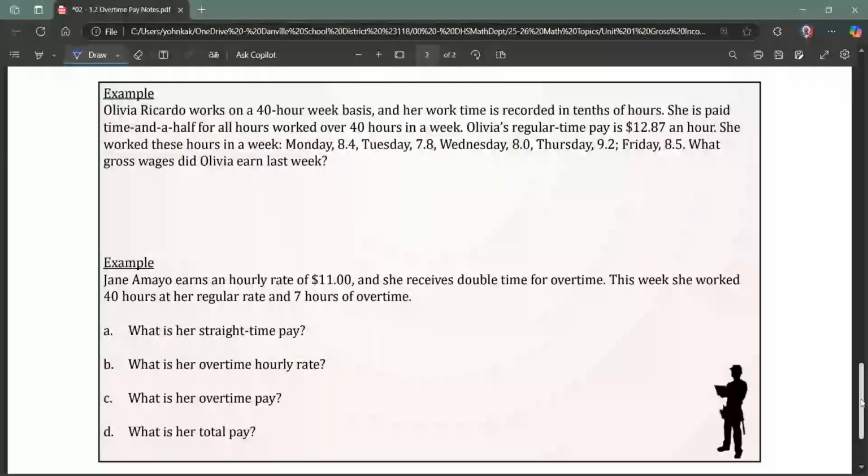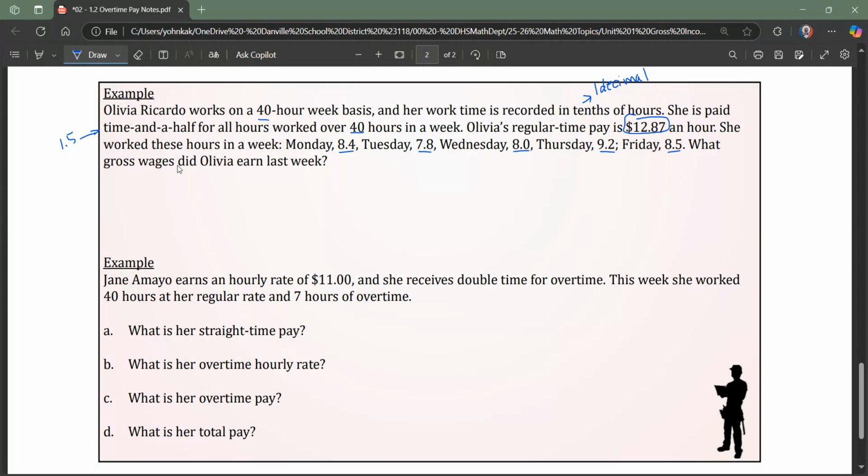All right, next one. Olivia Ricardo works on a 40-hour work week basis, and her work time is recorded in tenths of an hour. So that's 1 decimal. She is paid time and a half, so that's 1.5, for all hours worked over 40 in a week. Olivia's regular time pay is $12.87 an hour. She worked these hours in a week: 8.4, 7.8, 8.0, 9.5, 9.2, 8.5 on Friday. What gross wages did Olivia earn last week?